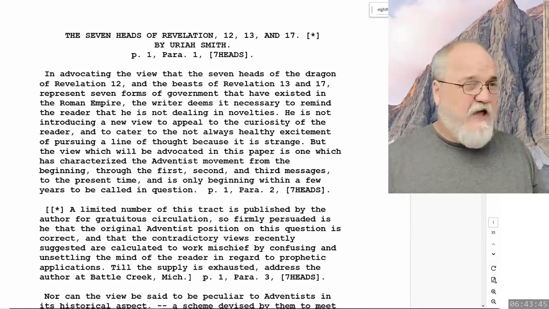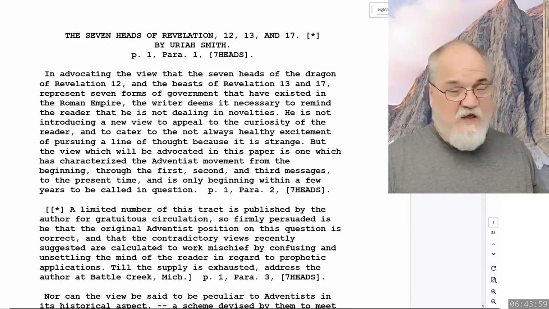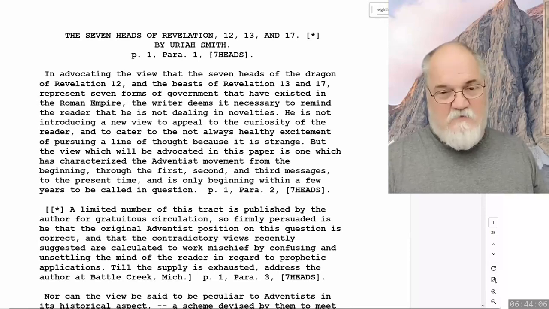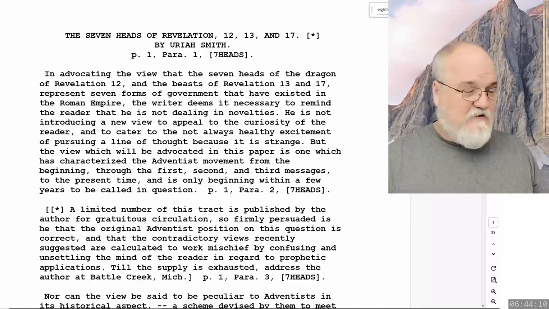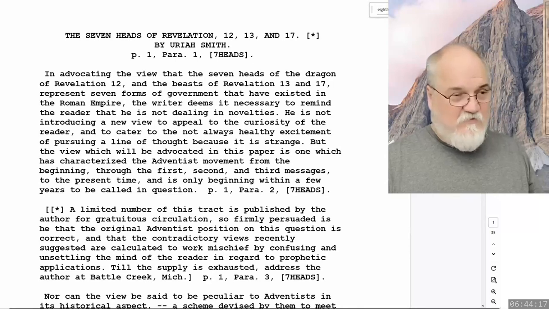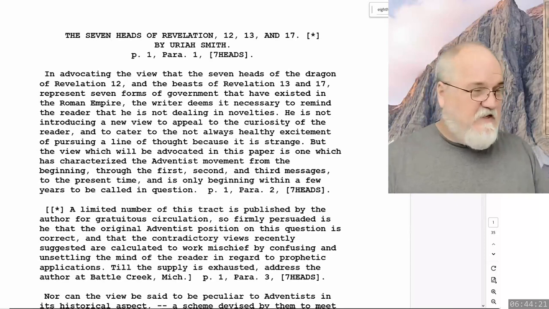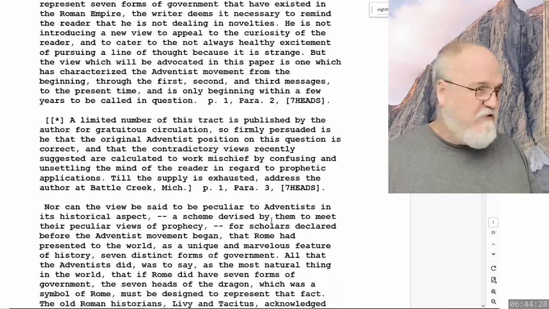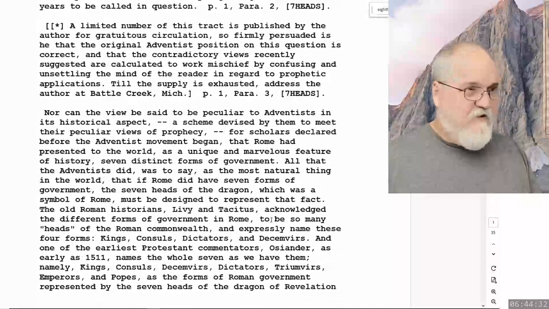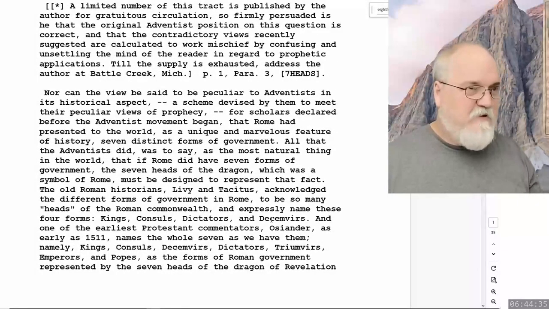Now he says, but the view which will be advocated in this paper is one which has characterized the Adventist movement from the beginning, through first, second, and third messages to the present time, and is only beginning within a few years to be called into question. So at this time later in Uriah Smith's life, you're going to see new views being advocated regarding the beast of Revelation 12, 13, and 17. And some of them are ones that are basically related to the views that we hold. So he's going to see these things as errors and new ideas that are being introduced that are undermining the foundation of Adventism. So he's going to go and talk a bit about all these different people that have these views.